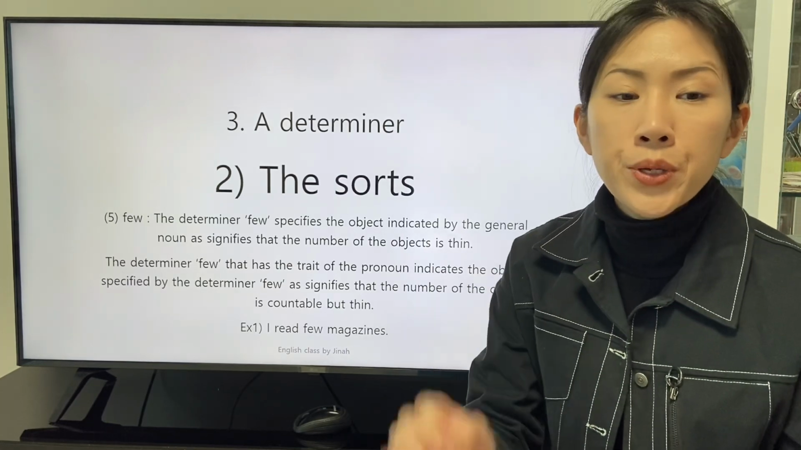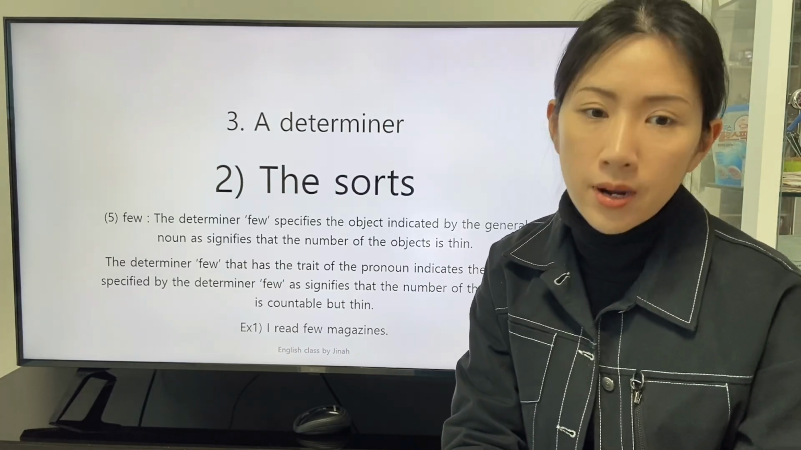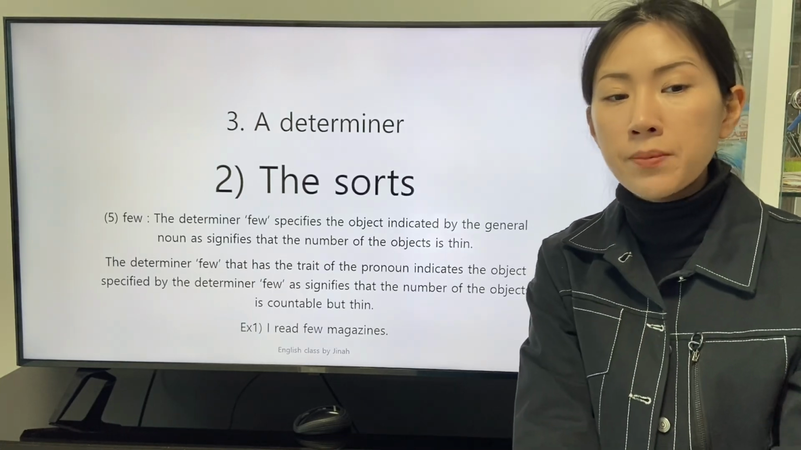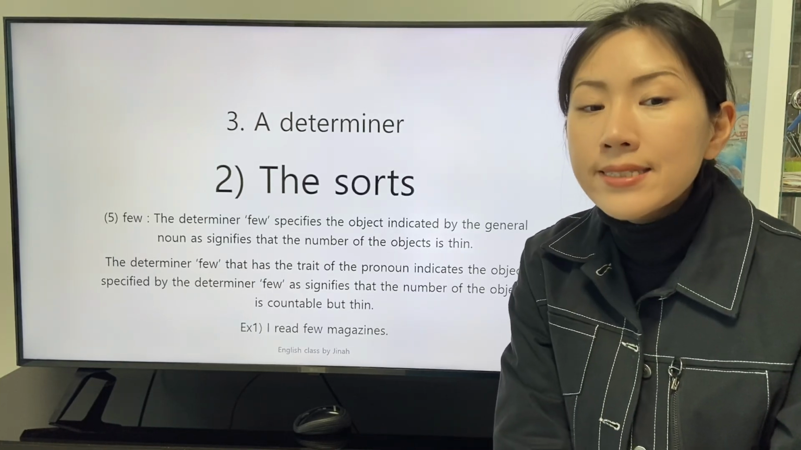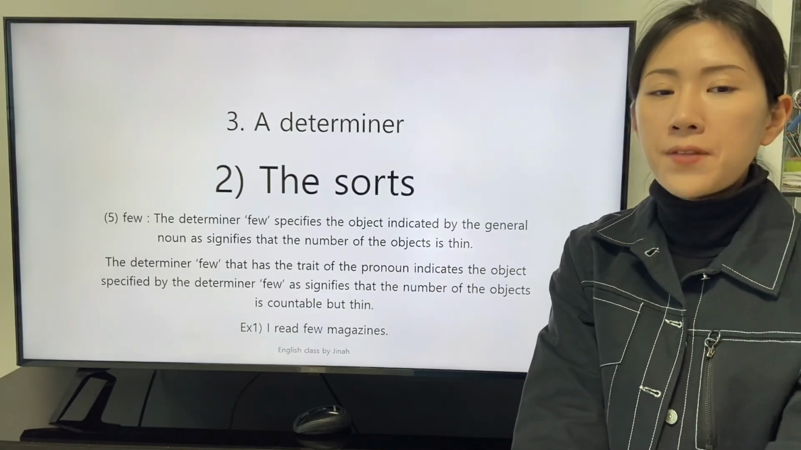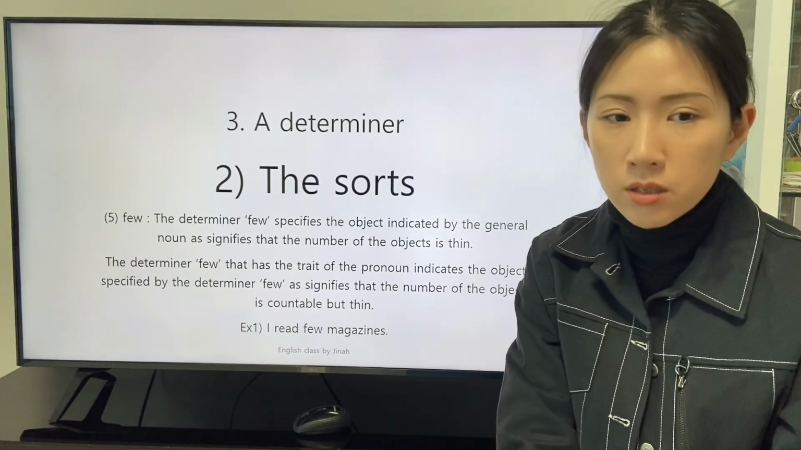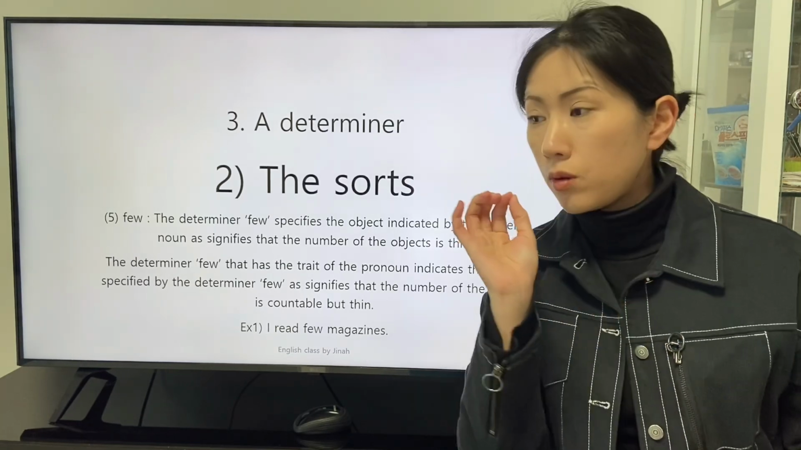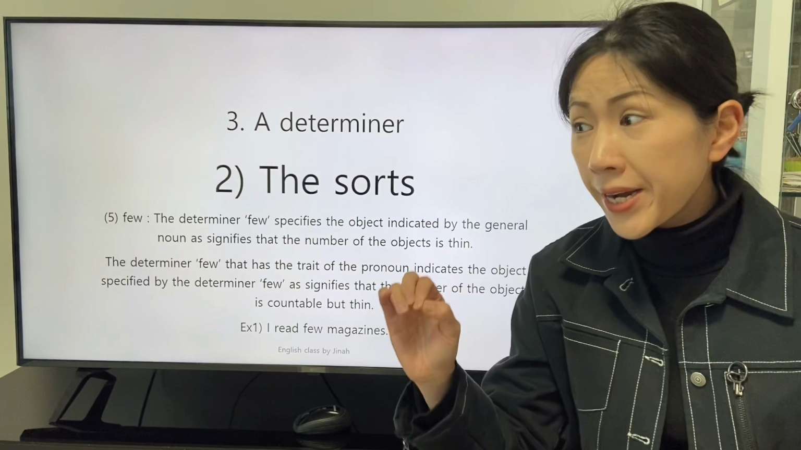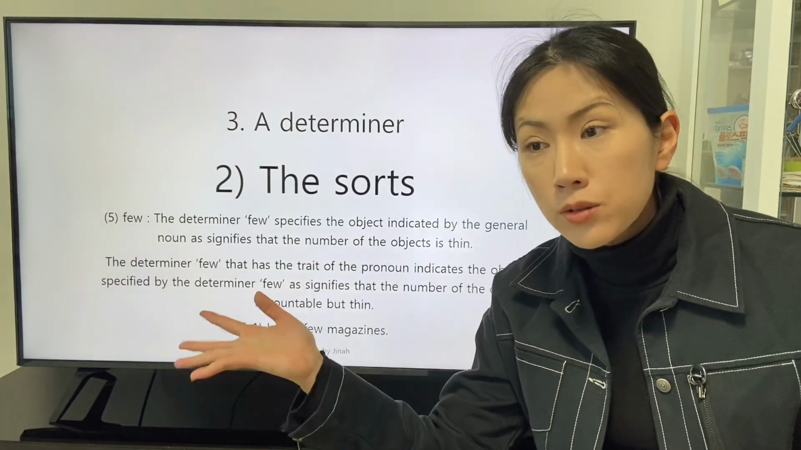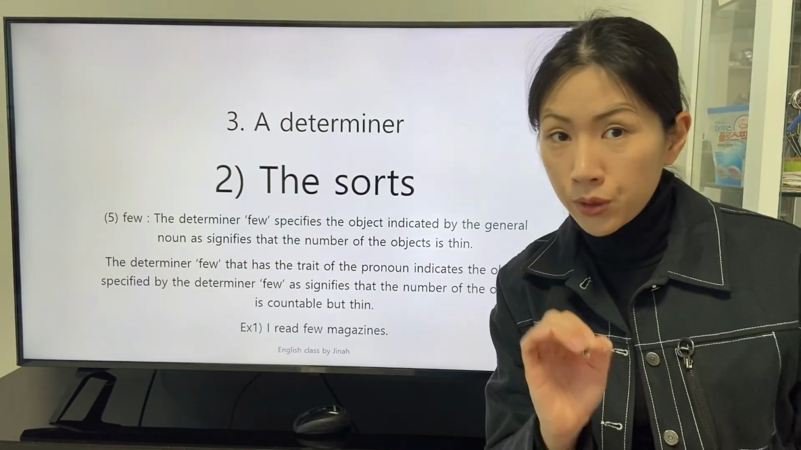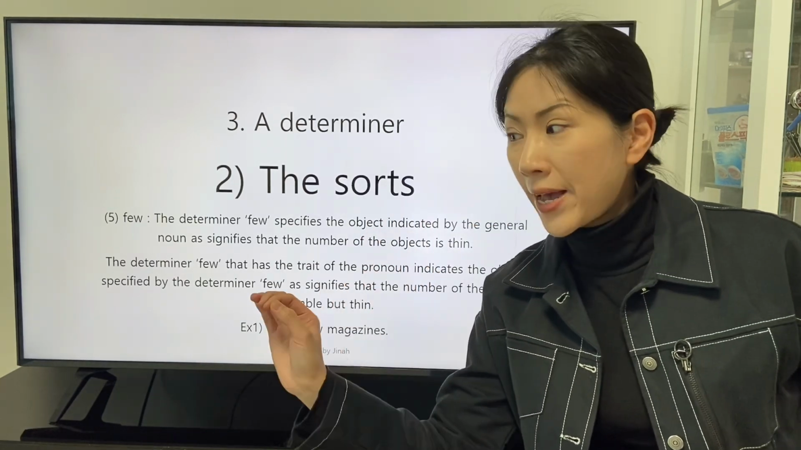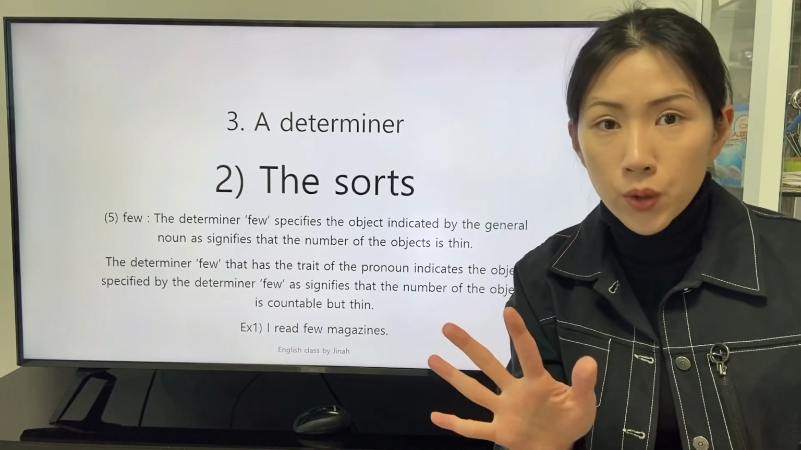The determiner few that has the trait of the pronoun indicates that the object specified by the determiner few as signifies that the number of the objects is countable but thin. The determiner few also has the trait as a pronoun. The pronoun few indicates the object specified by the determiner few.